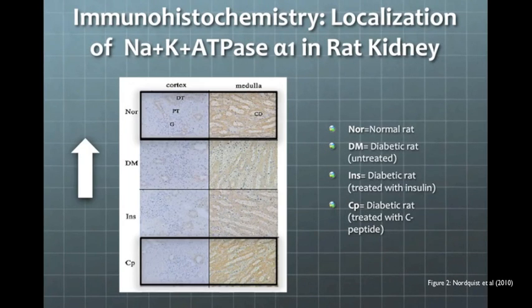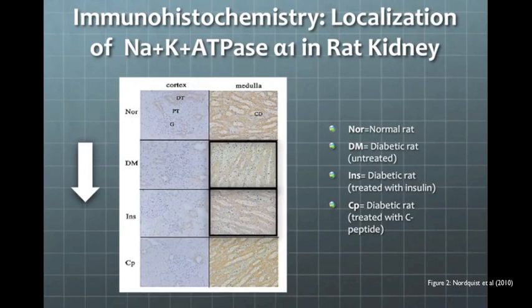There were localization signals observed in both the cortical distal tubules and medullary collecting ducts of the control animals and the diabetic rats treated with C-peptide. Yet, the untreated and insulin-treated diabetic rats showed a decrease in localization in the medulla.